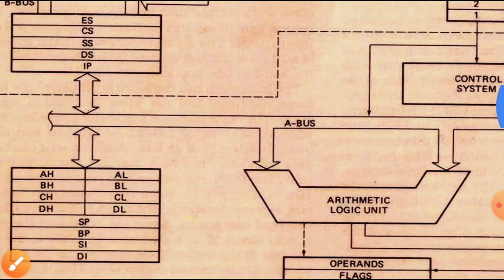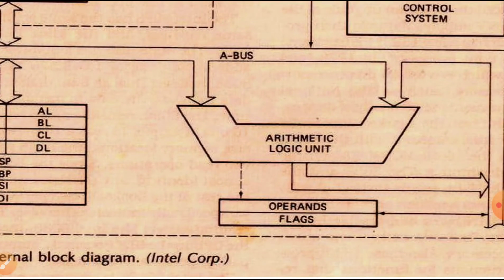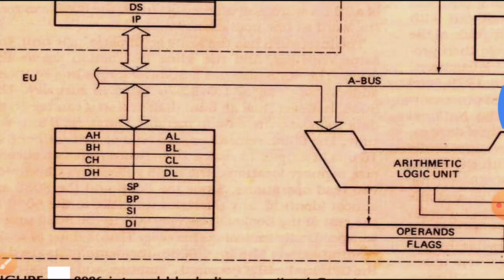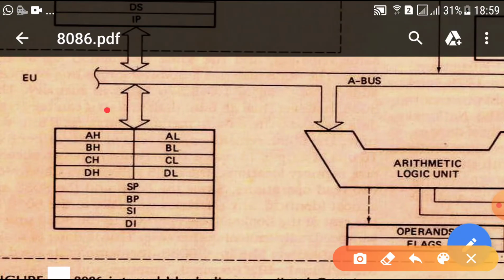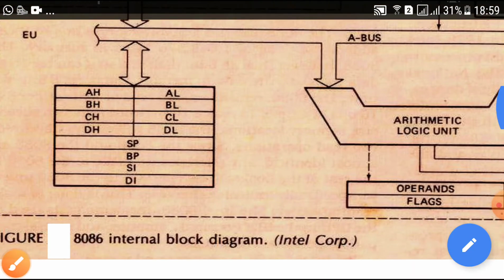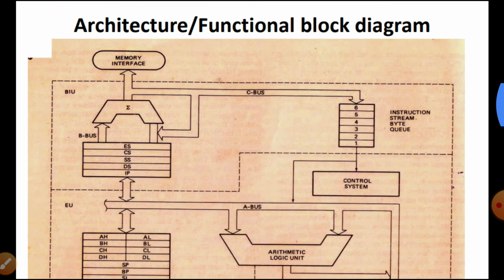Now, as far as the execution unit is concerned, it has many parts. It contains the arithmetic and logic unit, flag, and the control system, as well as this set of registers, of which certain registers are general purpose registers to load 16-bit information, and there are certain pointer registers also, which are part of the execution unit. So, this is the block diagram of 8086.